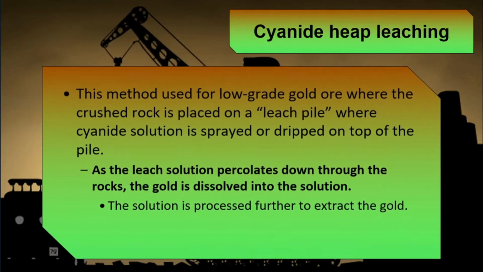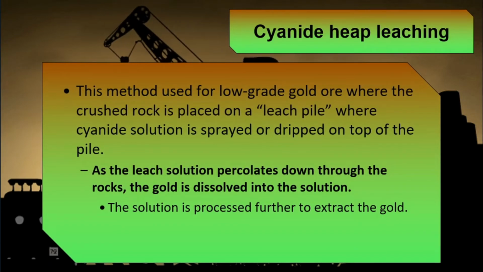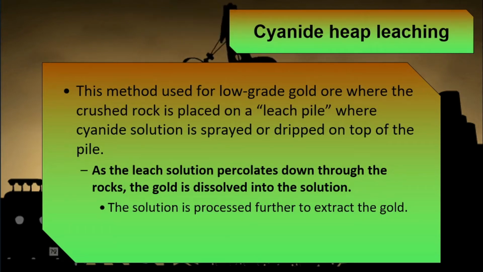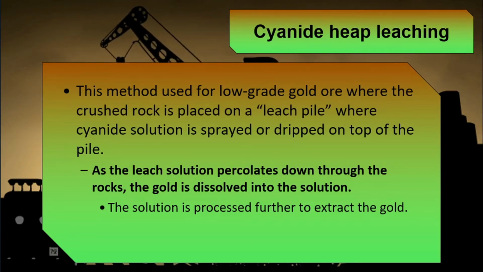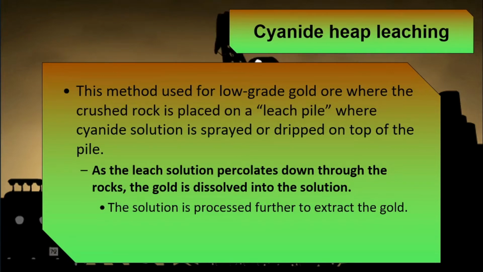Last is cyanide heap leaching. This method is used for low-grade gold ore where the crushed rock is placed in a leach pile, where cyanide solution is sprayed or dripped on top of the pile. As the leach solution percolates down through the rocks, the gold is dissolved into the solution. The solution is processed further to extract the gold.